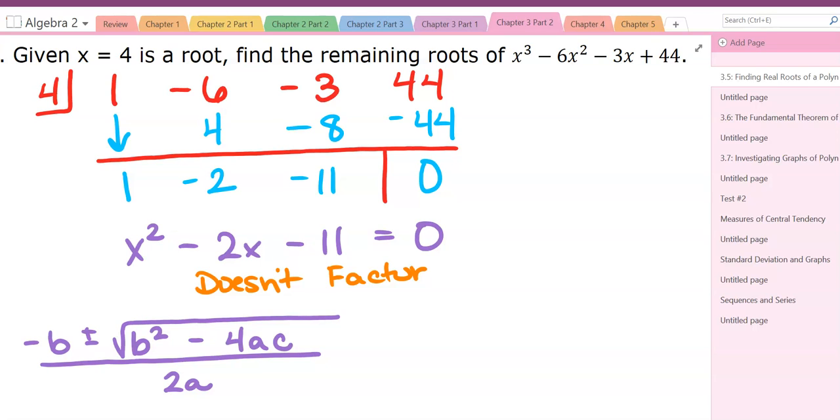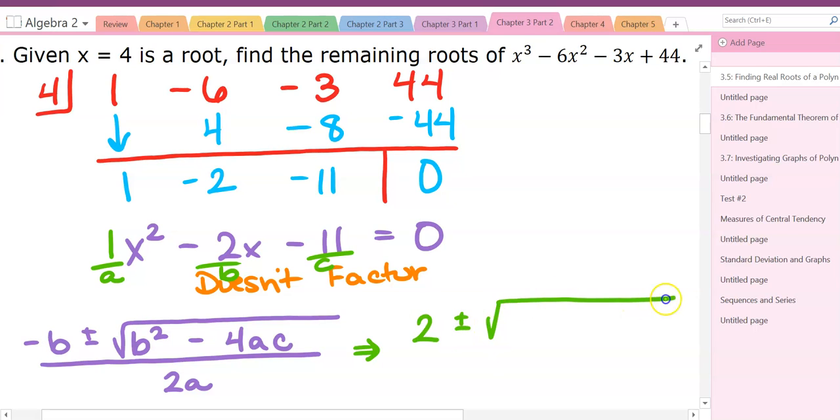What's your a term? 1. B would be, and C is, okay. So we're going to plug those in. So opposite of B is already a negative 2. So when I do the opposite of that, it changes it to positive 2.